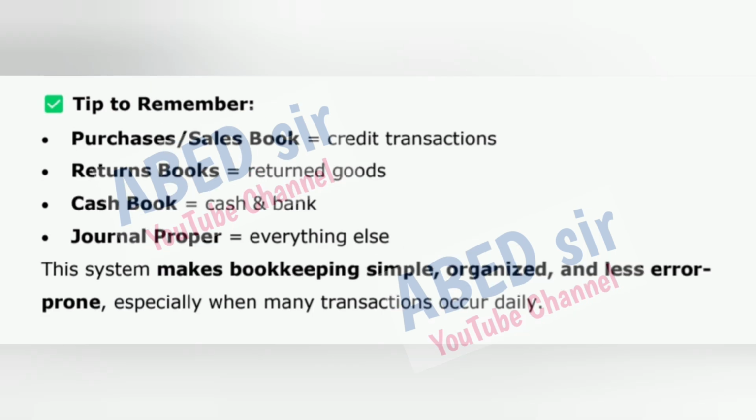Tip to remember. Purchases and sales book equal credit transactions. Returns books equal returned goods. Cash book equals cash and bank. Journal proper equals everything else. This system makes bookkeeping simple, organized, and less error-prone, especially when many transactions occur daily.